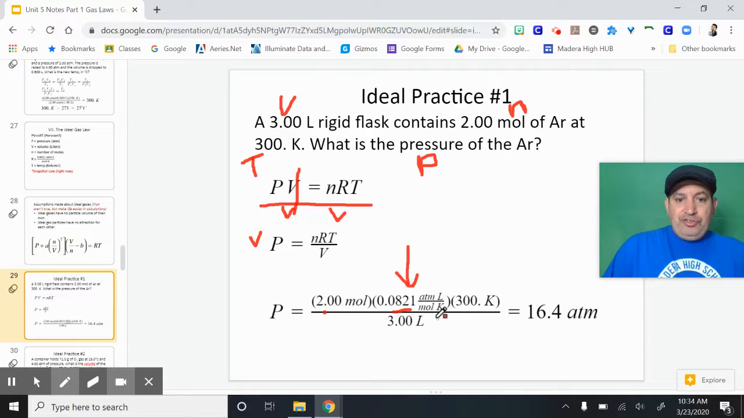Let's do the cancellation of the units. So the moles here cancel the moles there. The liters here cancel the liters here. And the kelvins here cancel the kelvins there. And guess what we're left with? The R constant is magic. It's literally mathematical and chemistry magic because it gives us the units that we need when it's all done. So we do the math, this times this times this, divided by 3, and we get 16.4 atm. So we got the pressure of the gas in those conditions.